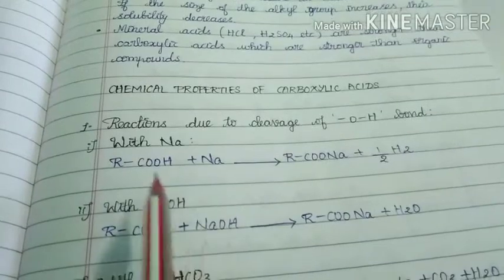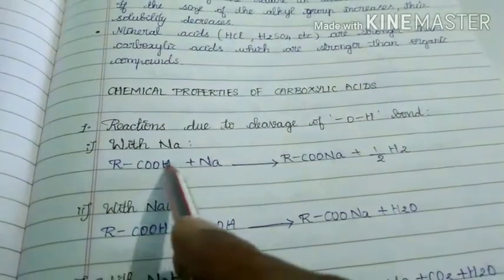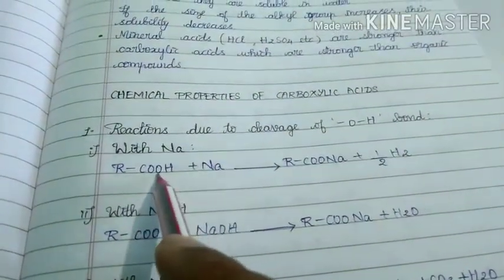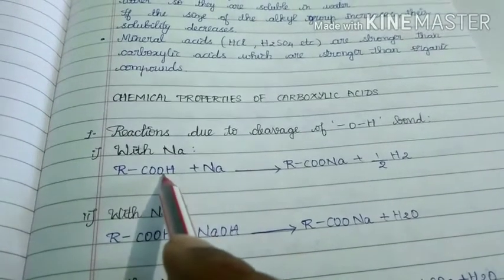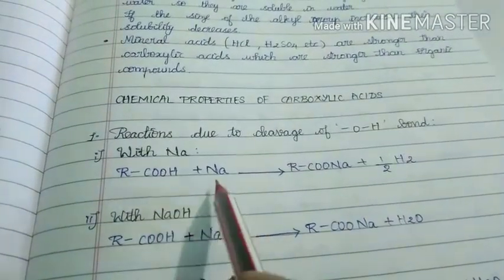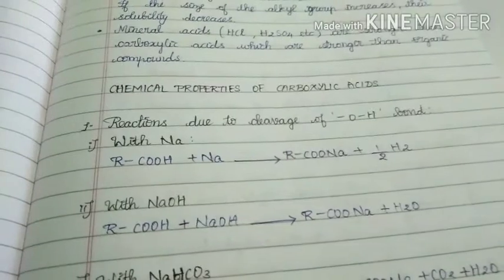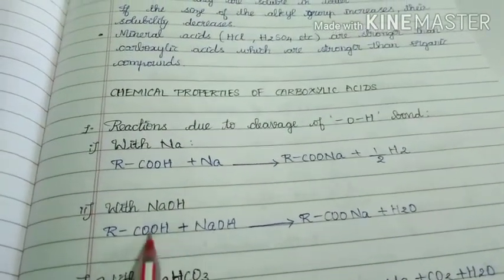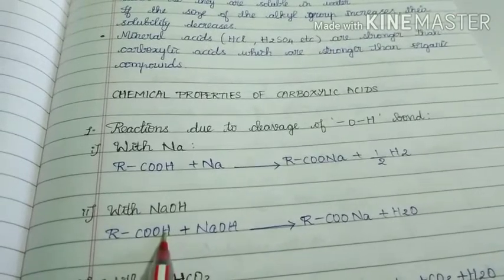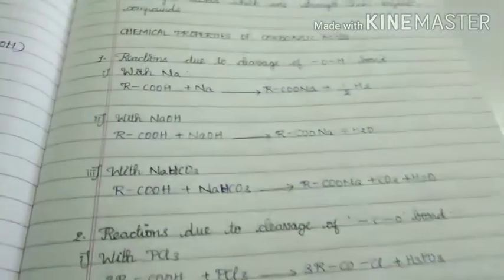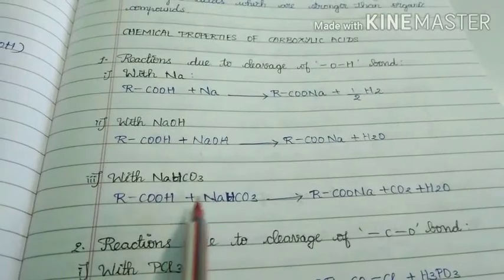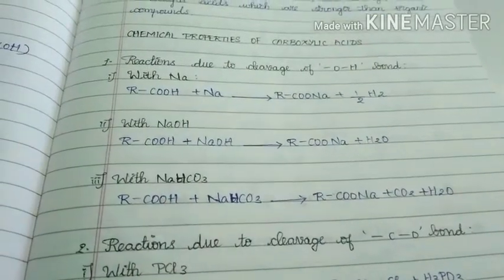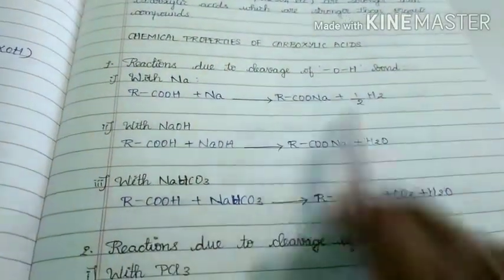So what is happening in this reaction? This hydrogen is replaced by sodium. That means the bond between hydrogen and oxygen will be broken by sodium. Here also the same product will be formed when it reacts with NaOH. Here also the same mechanism. Mechanism means here also the OH bond will be broken. Next, when it reacts with NaHCO3 also, the OH bond will be broken. So these are the reactions due to cleavage of the OH bond.